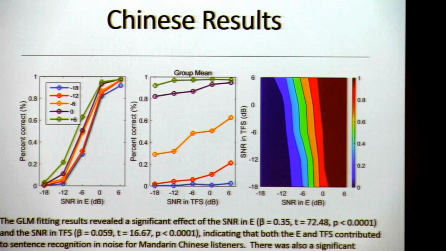When we did our statistical analysis using generalized linear modeling, we also found a significant effect from the envelope and the temporal fine structure, as well as an interaction between these two cues. Meaning that when the envelope is at its best condition, we really don't need the temporal fine structure. However, in competing environments, when the envelope is very hard to detect, or in difficult background noise, we tend to use the temporal fine structure a little more.